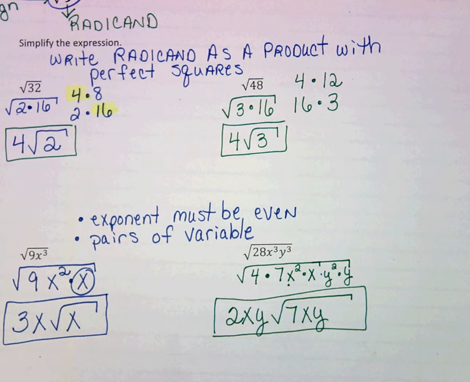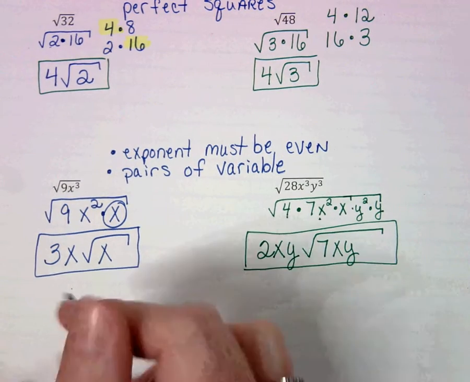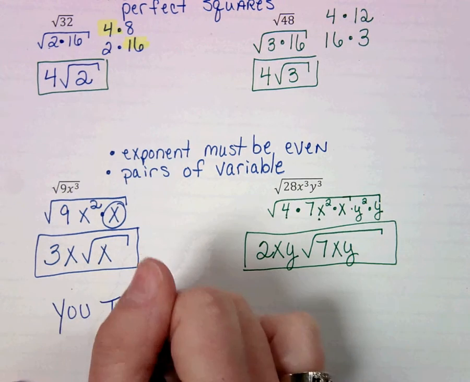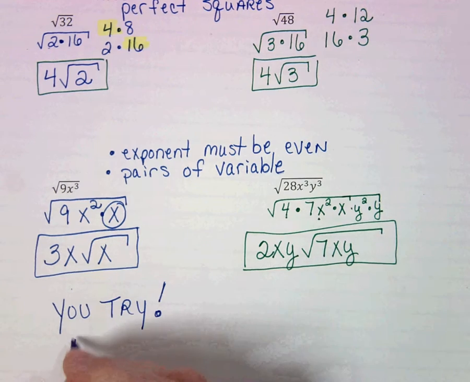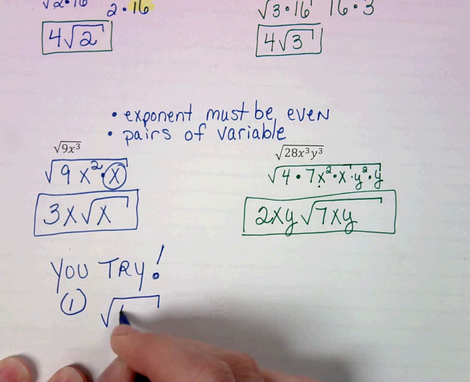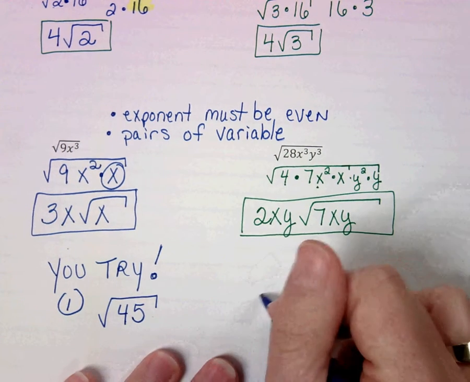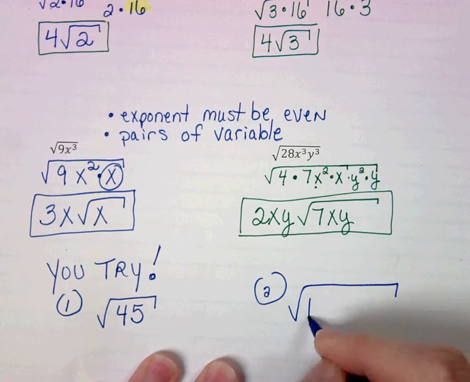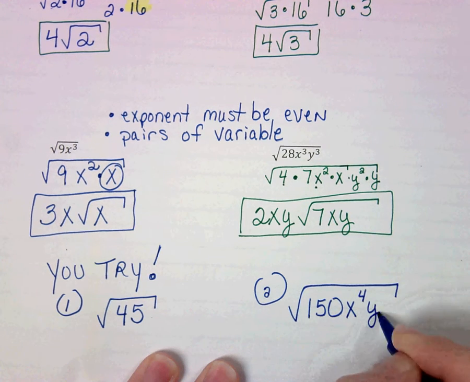This can be a really difficult topic, so I don't want you to stress out if you have a lot of questions. I would like you to try these 2 problems on your own so that we have a starting point for a discussion in class. I want you to try to simplify the square root of 45. And I want you to try to simplify the square root of 150 x to the 4th, y to the 5th.